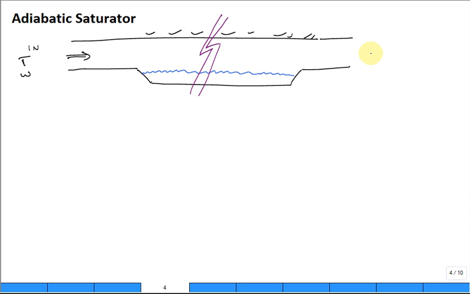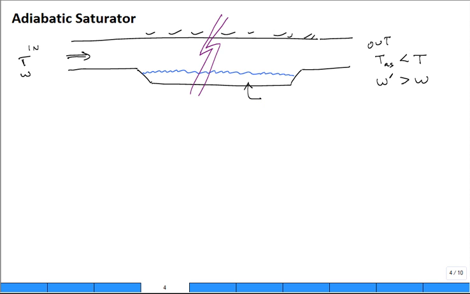Good. And so it comes out at a lower temperature, and they call it the adiabatic saturation temperature. And it comes out at a different omega prime. Now it picks up some moisture, so omega prime is going to be greater than omega, and the adiabatic saturation temperature is going to be less than the inlet temperature. Now because there's some water that's going to be added to this airstream coming through, you have to have some makeup water.